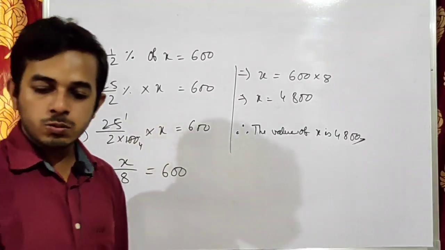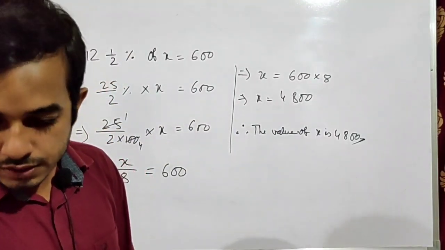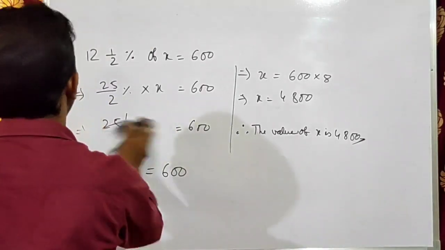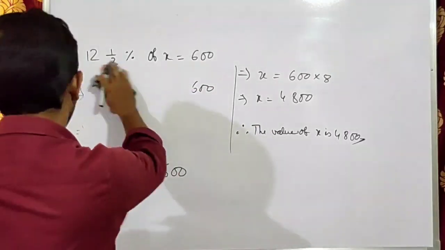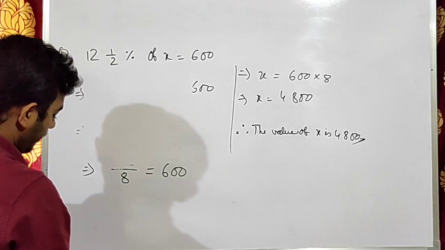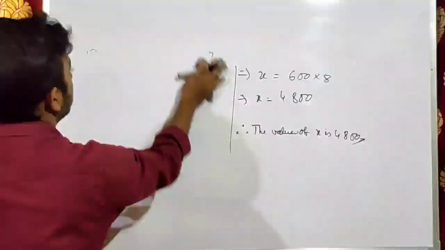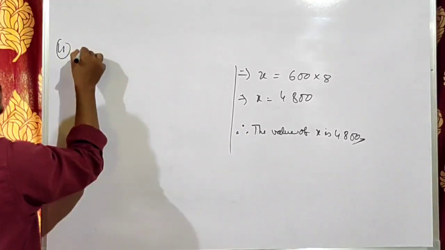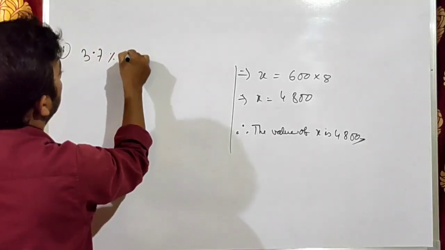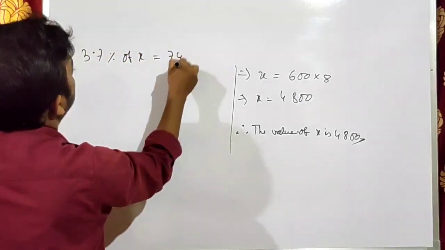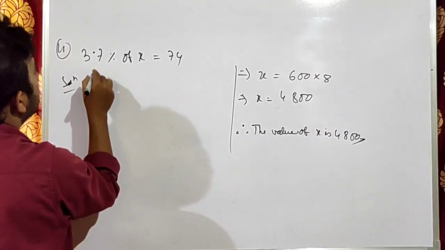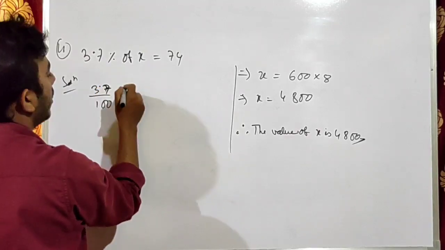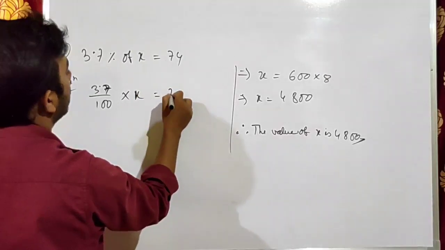Okay, so now let's move to next. Let's find out 3.7% of x equals 74. 3.7% means what? 3.7 by 100, isn't it? Okay, of means into, x equals 74.